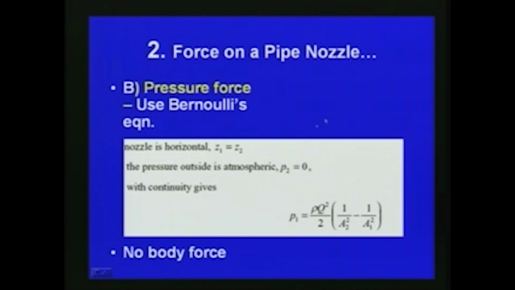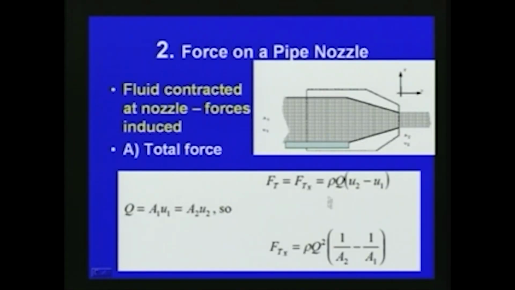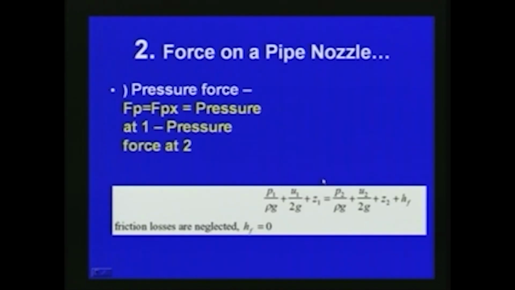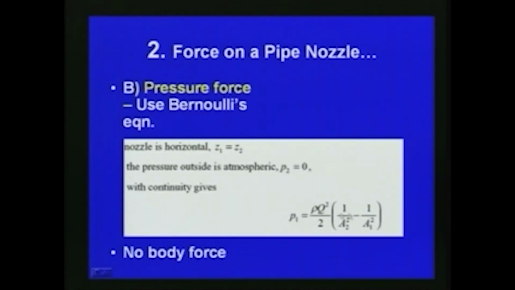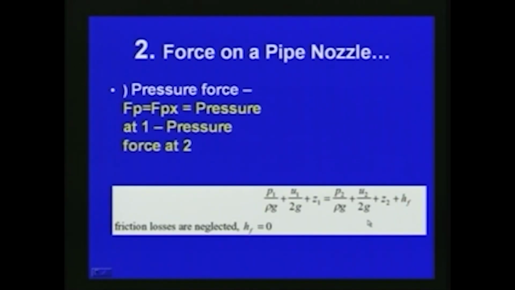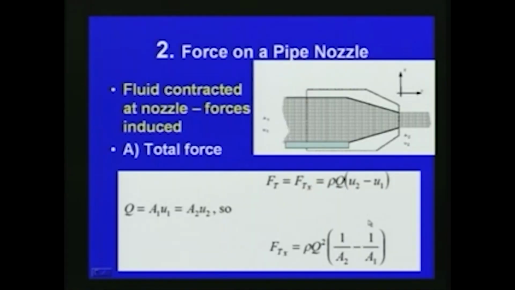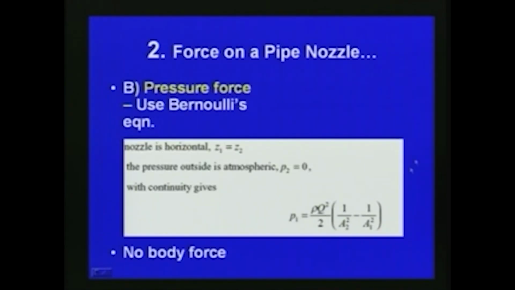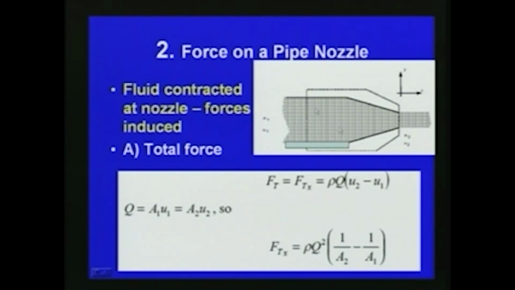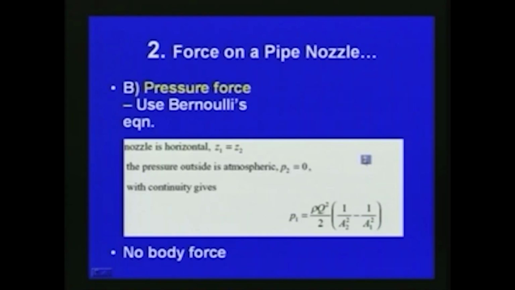So, this gives the pressure force. That means the pressure at section 1, P1, is equal to ρQ²/2 into (1/A2² minus 1/A1²). So, this gives the pressure force. Now, as far as this particular case is concerned, there is no body force, since we neglect the body force here.